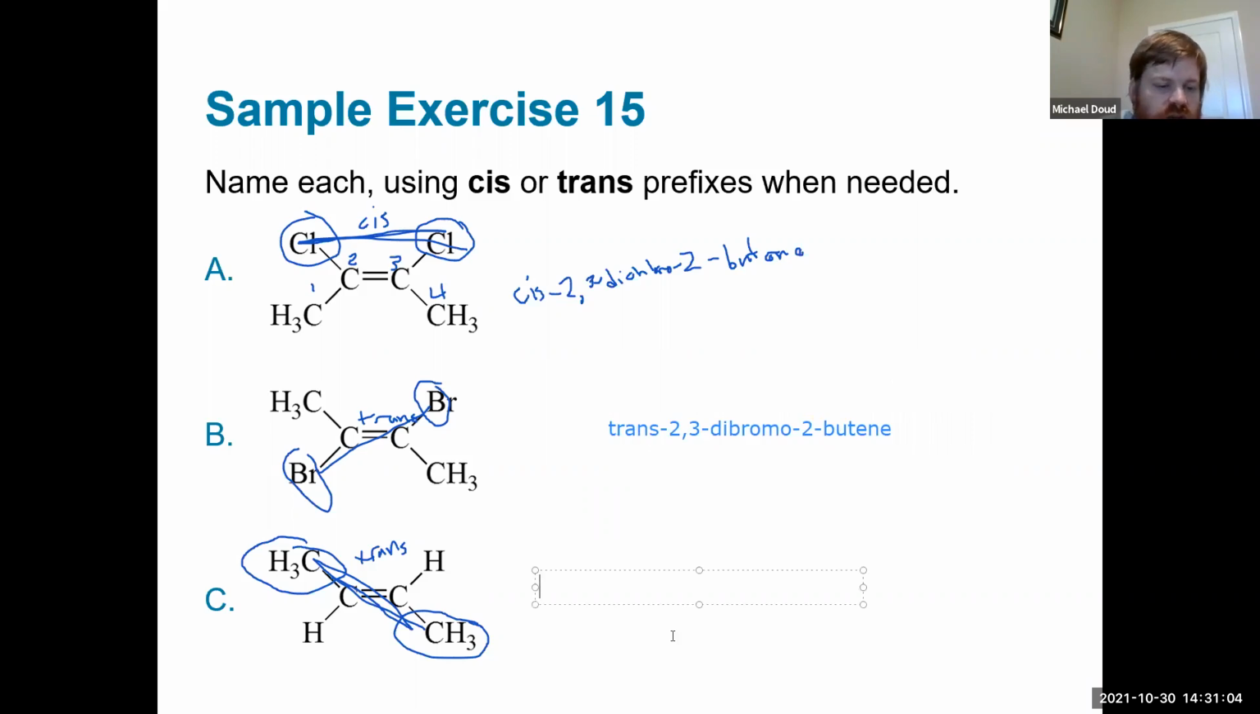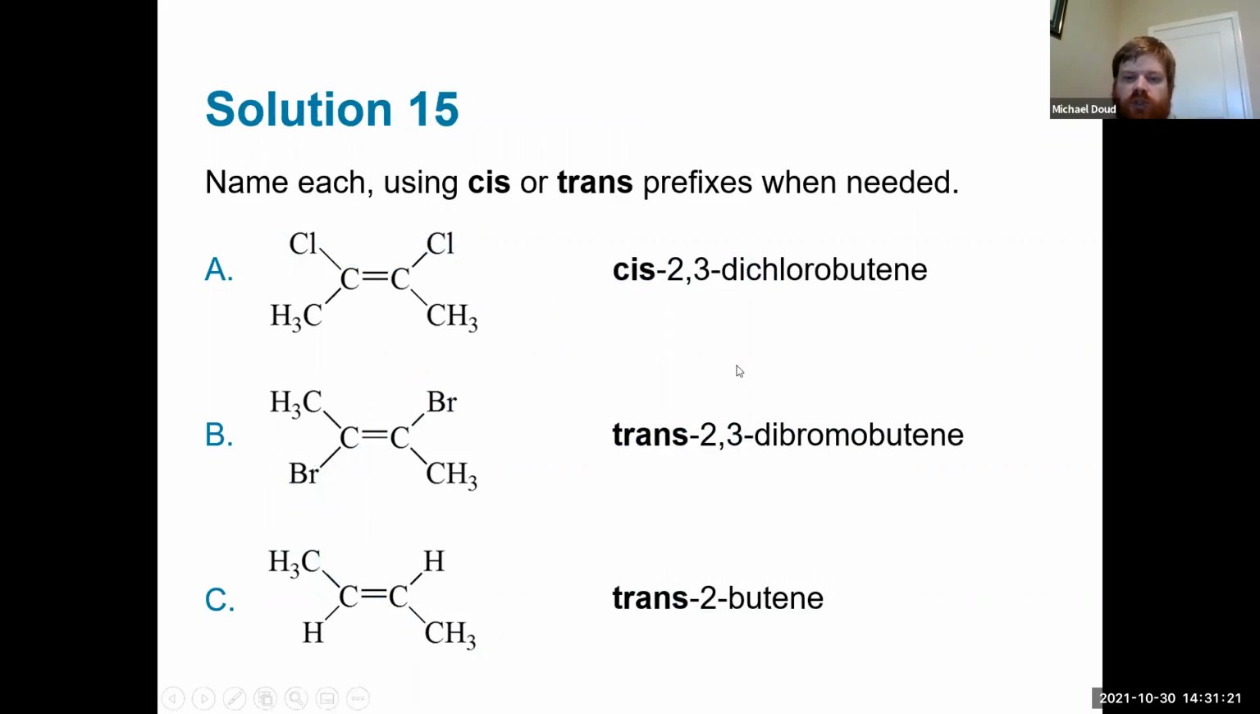So B should be trans-2,3-dibromo-2-butene. Down here, it just looks like 2-butene to me. No halogens or anything bonded there. And then the methyl group's on the opposite side, so I'd call it trans-2-butene. Okay, so let's take a look at the answers here. Yeah, sure enough.